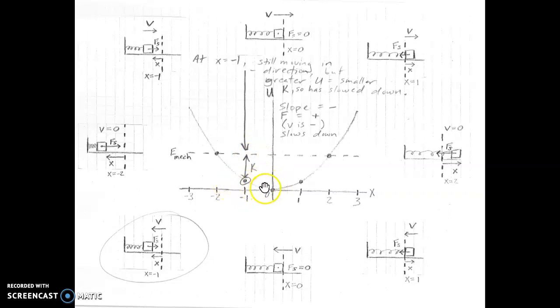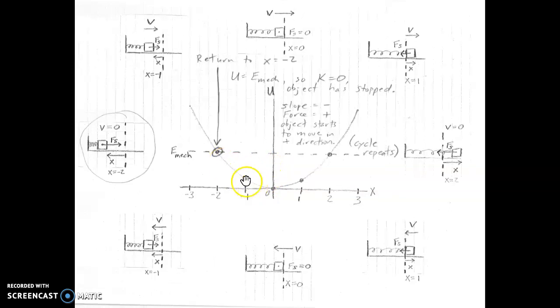It was moving to the left, though, and it still has kinetic energy, so it's still moving to the left. But since our slope is negative, our force is positive. So we're going to be moving in the left, the negative direction, with a force to the right in the positive direction, which means we're going to keep on slowing down. And indeed, we continue moving to the left, slowing down until we stop. And we can tell we stop when we get back to this position where our mechanical energy is equal to our potential energy.